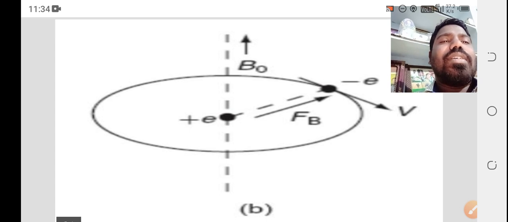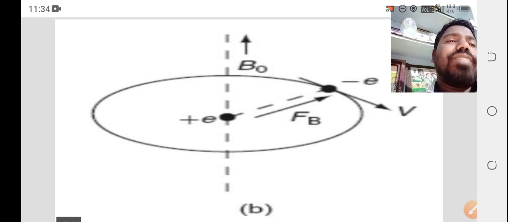In the presence of the applied magnetic field, due to this applied field, a force is generated, that is a magnetic force, and there is a change in the orientation of the electron. You can see positive charge and negative e we consider here. So the orientation of the electron changes when you apply the external magnetic field, and because of this external magnetic field a force is also generated, that is nothing but Fb.